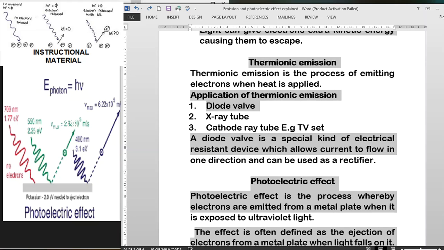All right. So now we are going to also be talking about the photoelectric effect.